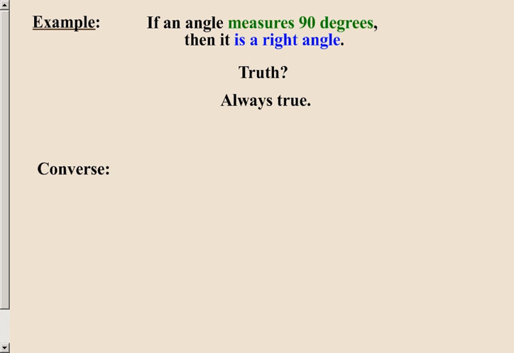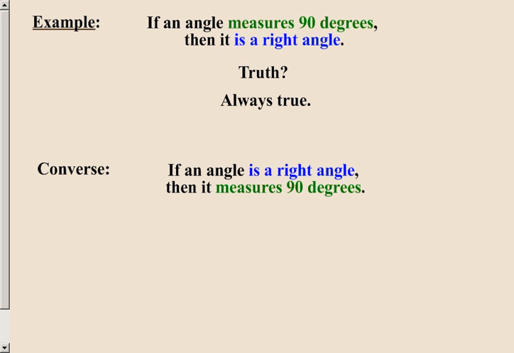Okay, let's take a look at the converse of that statement. Now remember what a converse does? It takes your hypothesis and your conclusion, and it switches their positioning within the statement. Do not move "if" and "then" around in the statement, just the information associated with "if" and "then." So instead of "if an angle measures 90 degrees," we're going to say "if an angle is a right angle." Instead of saying "then it is a right angle," we say "then it measures 90 degrees."